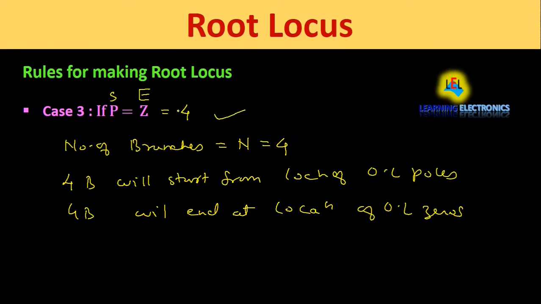So while drawing the root locus, we always have to remember that whatever be the case, whether it is case number 1, 2 or 3, the branch direction is always from open loop poles towards open loop zeros.